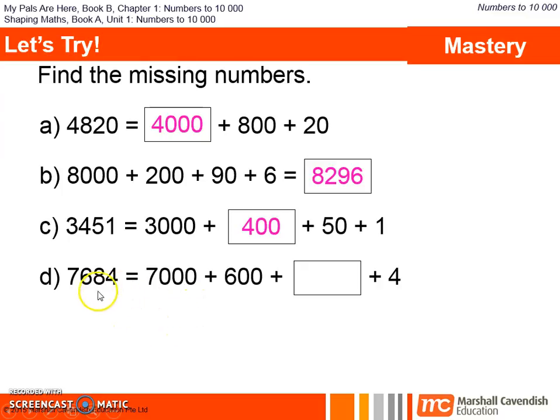So what digit do you think is missing? Yes, you're right. It is the digit 8. And what could the digit 8 be valued at? What's the value of the digit 8? Yes, it's 80. Well done.